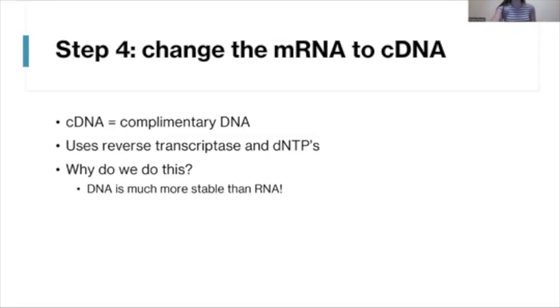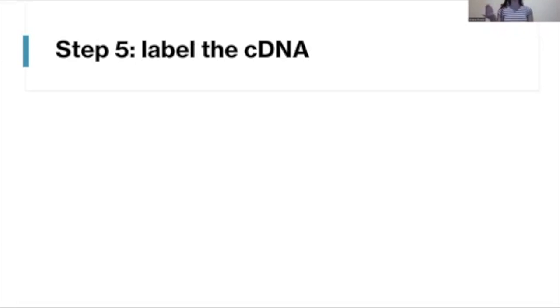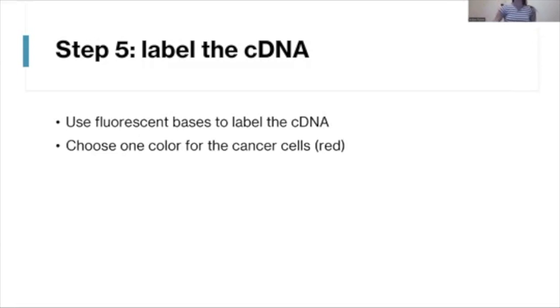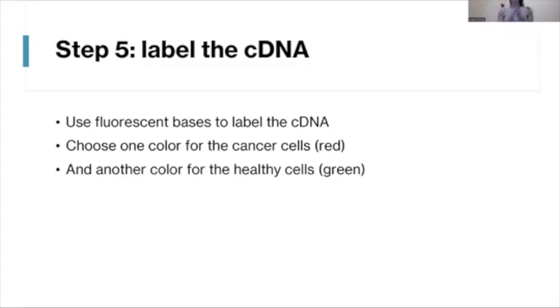So now we have cDNA, and now we want to label that cDNA so we can tell which one's from cancer, which one's from healthy cells. And the way that we're going to do this is with fluorescent bases, so fluorescent A, T, G, or Cs in your cDNA. And you're going to use one color for the cancer cells and another color for the healthy cells. That way, at the very end, when you're scanning it, if you see red, you can say, oh, that's cancer. And if you see green, you could say, oh, that's a healthy cell. And for example, red is cancer, green is healthy, but really you can choose whichever you want.